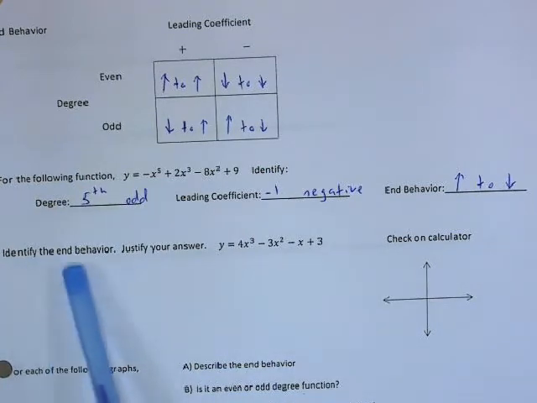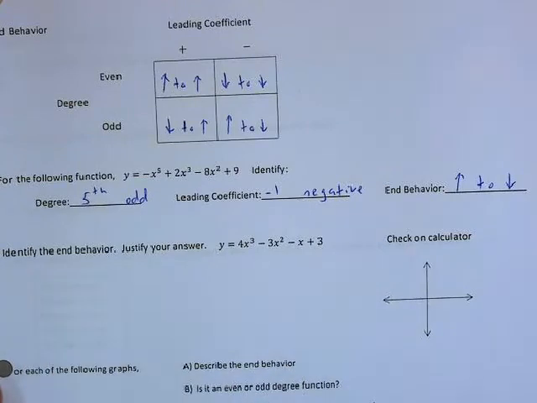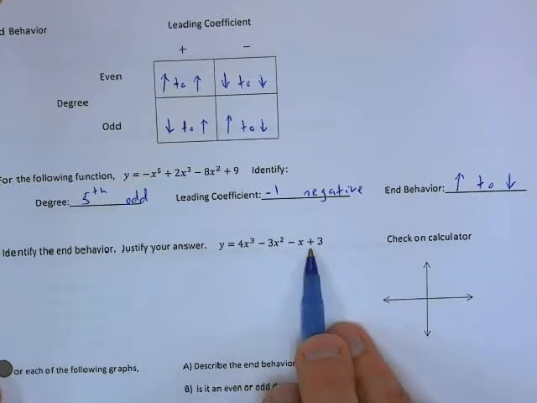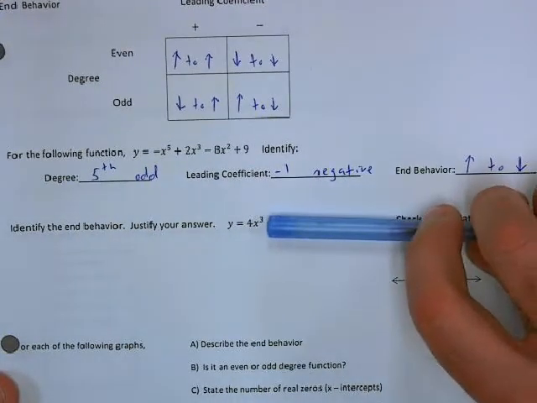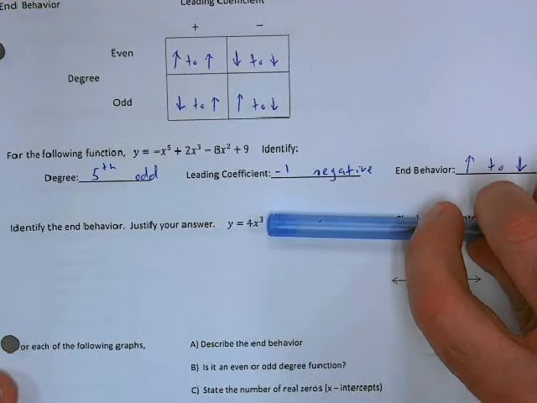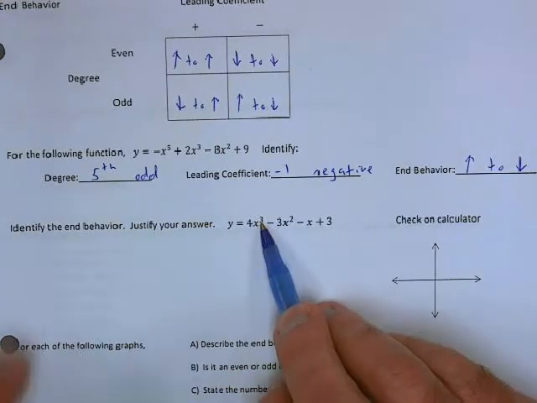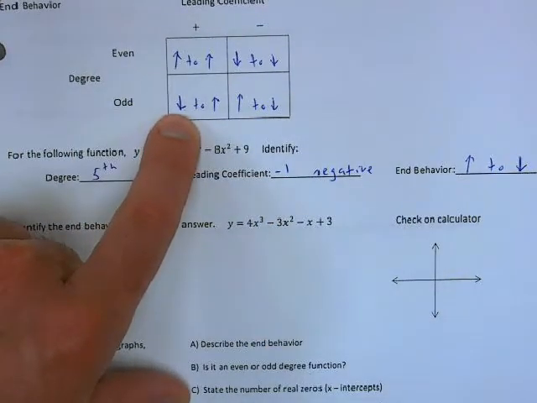Next, identify the end behavior, justify your answer. Okay, so here's our equation. What's the end behavior going to be? So for the end behavior, do I care about the negative 3x squared minus x plus 3 part? Well, no. If all I care about is the end behavior, I could ignore all that, and I just want to look at the y equals 4x to the third. Okay, so let's see. That is an odd exponent with a positive leading coefficient, so then it should be low to high.